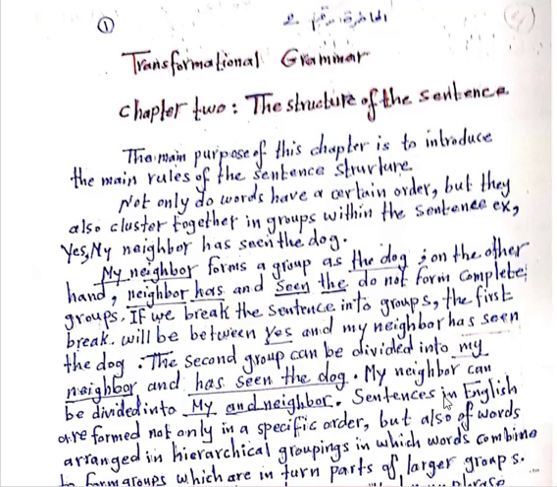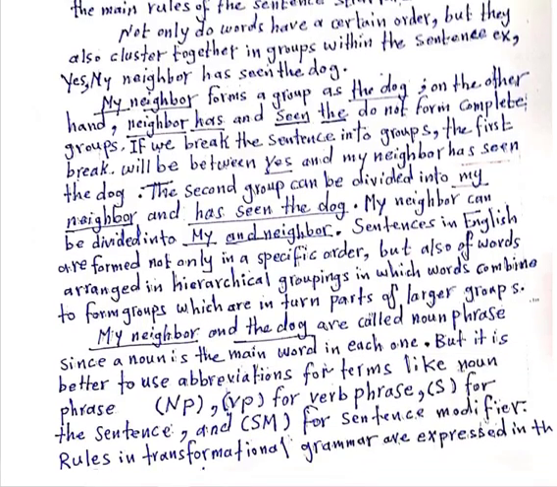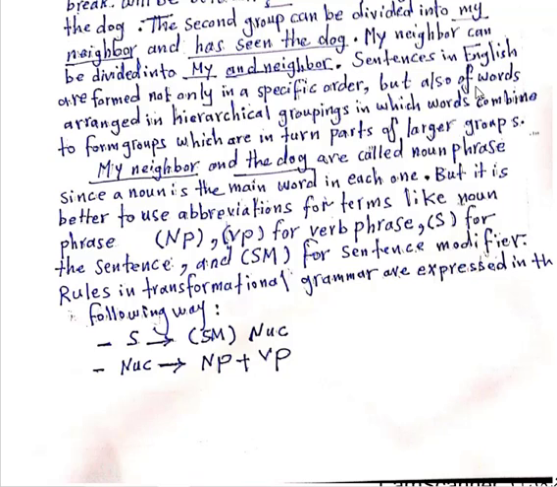Sentences in English are formed not only in a specific order, but also of words arranged in hierarchical groupings, in which words combine to form groups, which are in turn parts of larger groups.